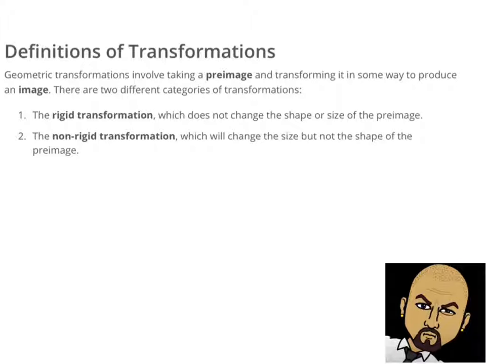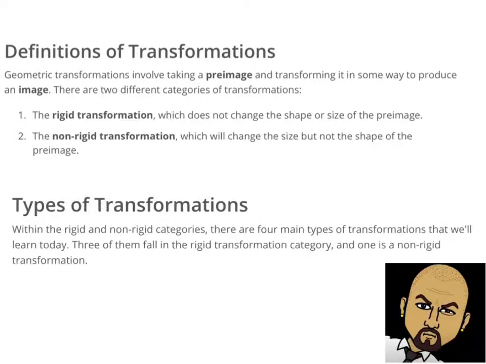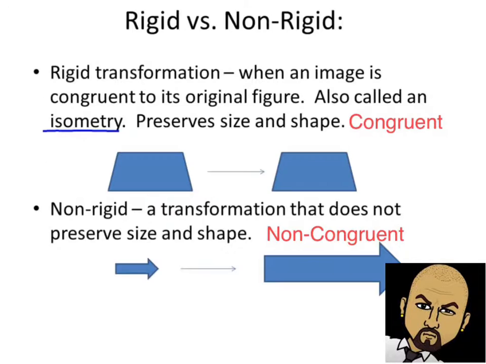First of all, there's two types of transformations, rigid and non-rigid. A rotation, as you will see, is going to fall under the rigid transformation category because it does not change the size or the shape of the pre-image, okay? We talked about this in class before, and in my other videos I introduced this.